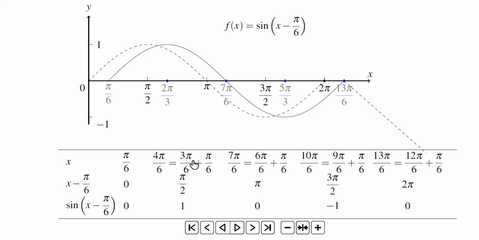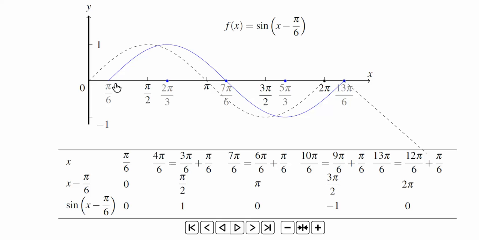That means the x value is 3 pi over 6 plus pi over 6. Again, 3 pi over 6 is reduced to pi over 2, which means when x is pi over 2 plus pi over 6, then sine of this big quantity reaches the maximum value 1. That will be right here, because 4 pi over 6 is reduced to 2 pi over 3. So you have pi over 2 plus pi over 6 at this point, and you get the maximum value 1.